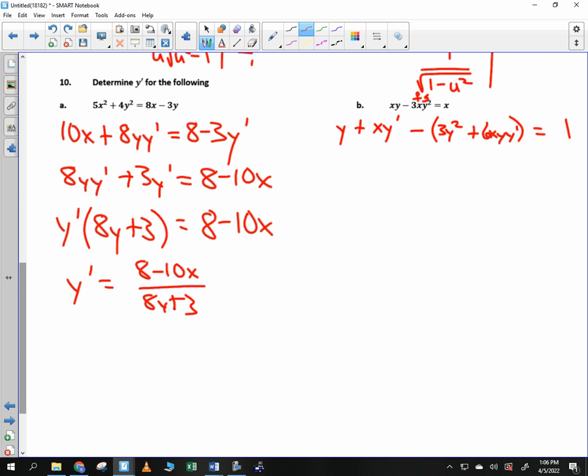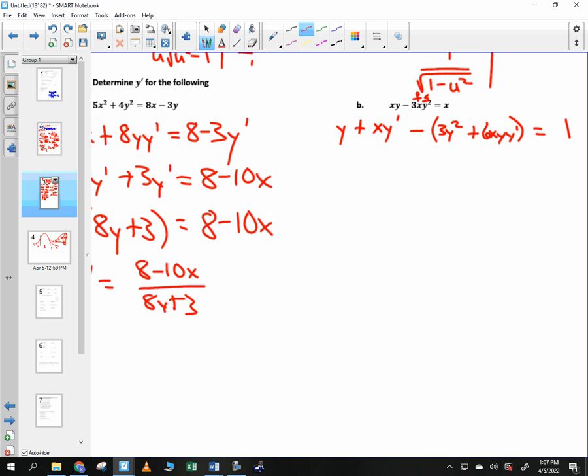So I had the product rule twice, right? Do be ready to use the product rule for implicit differentiation. I've seen it many times. And after that point, you know what to do, right? Gather your y prime terms, factor, and solve. Flip it over.